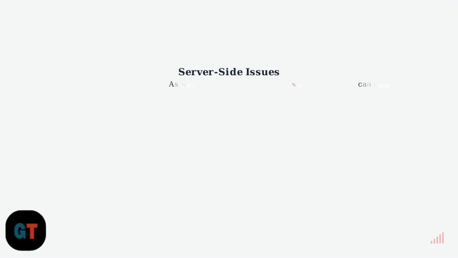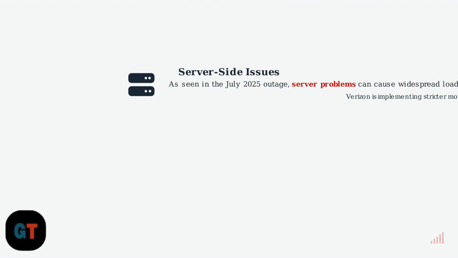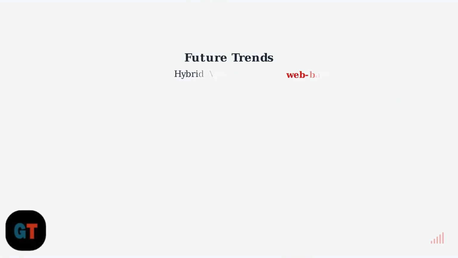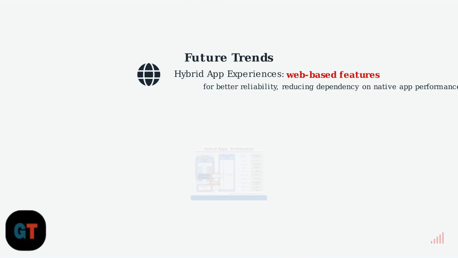Server-side problems, as experienced during the July 2025 outage, can lead to widespread loading failures across the app. Verizon has responded by implementing stricter monitoring protocols to prevent future occurrences. Looking ahead, Verizon is shifting toward hybrid app experiences by integrating more web-based features. This approach improves reliability and reduces the app's dependence on native performance issues.